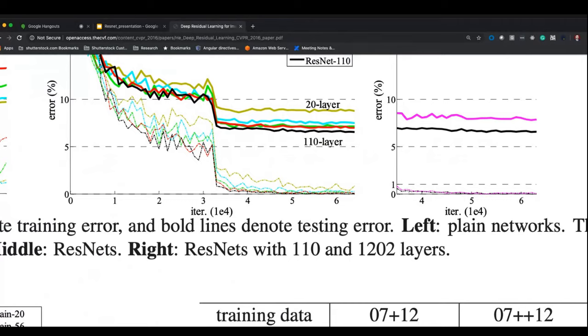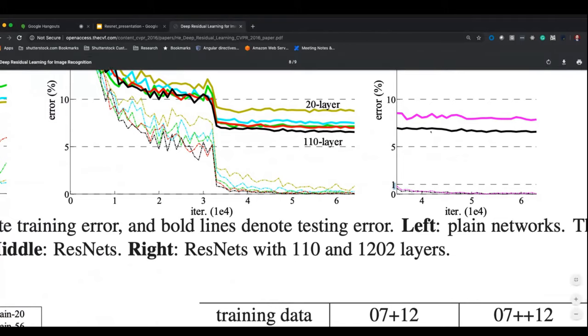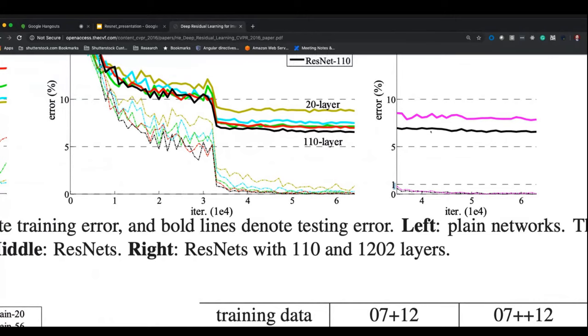I cannot zoom in further. The paper said the testing result of this 1200-layer network is worse than that of our 100-layer network, although both have similar training errors. Okay, that's the evidence. So they call this the same training error. So it's not overfitting, because if it were overfitting, the training error would be lower. Yes, because of the same training error. Okay.